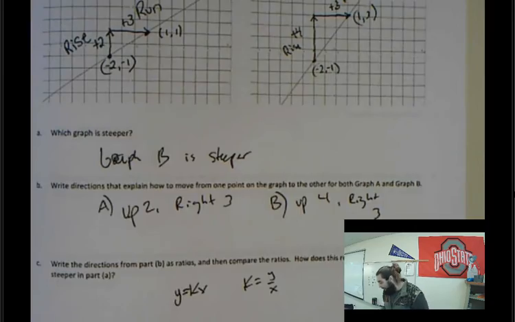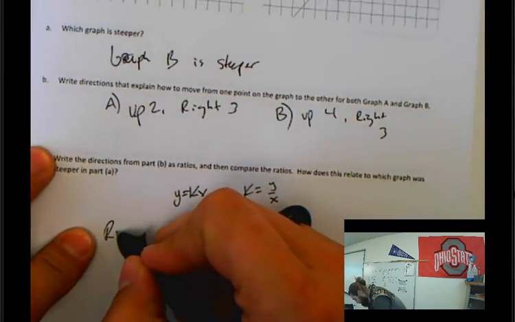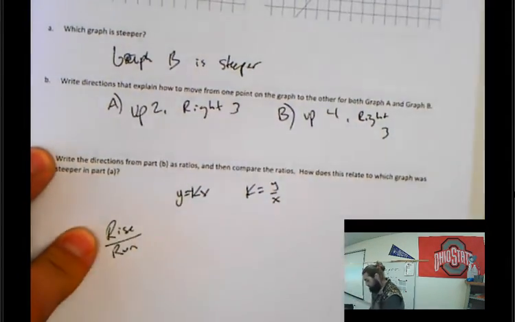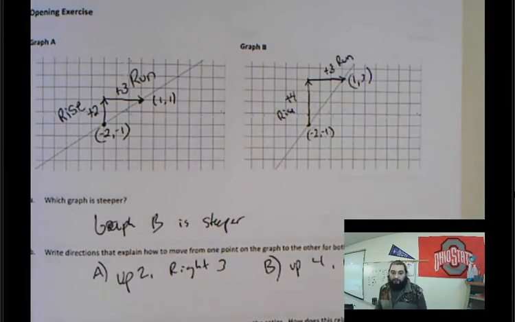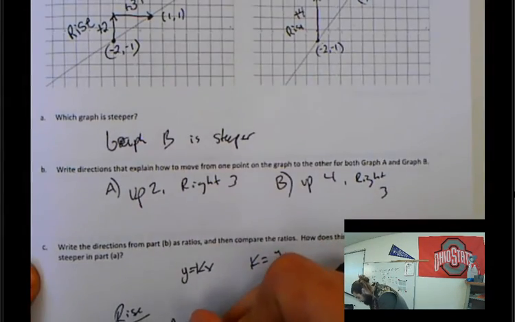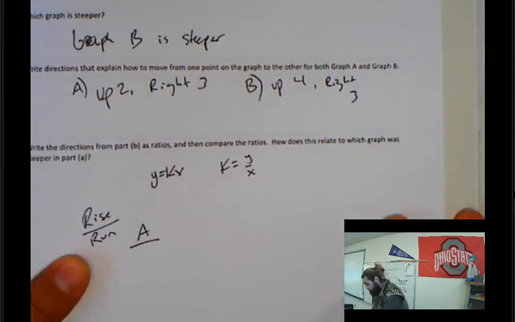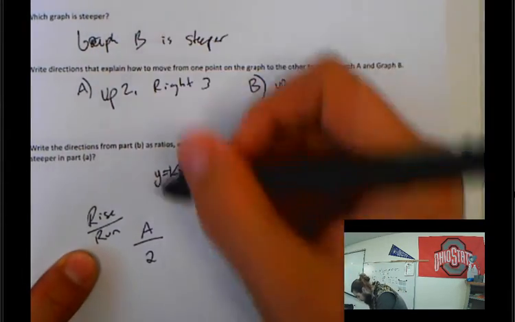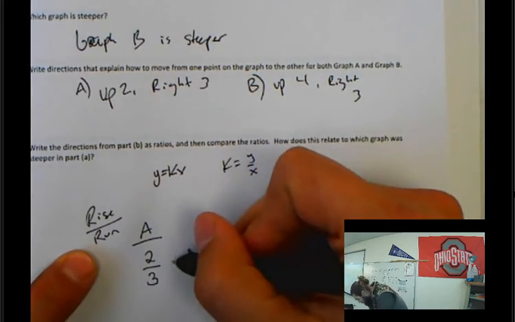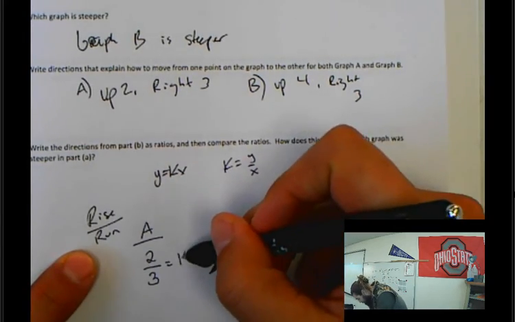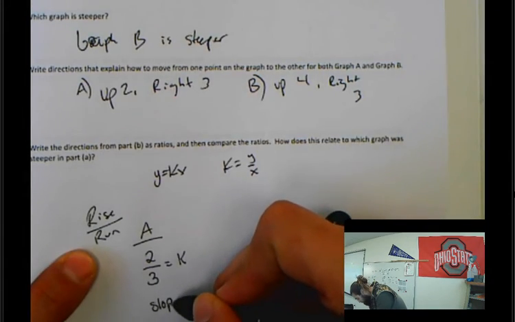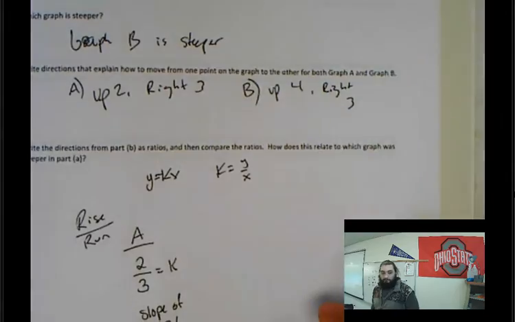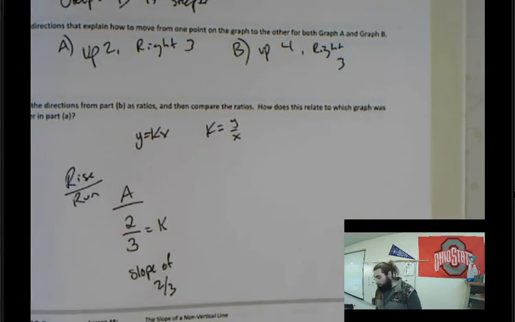We're going to do the same thing here. In this case, we're going to have our rise divided by our run, which would be our increase in y divided by our increase or decrease in x. Our change in y over our change in x. So for graph A, our rise was 2, and our run was 3. So we would say that this would have a constant proportionality, a k of 2/3. Or we would say that it has a slope of 2/3 for A.